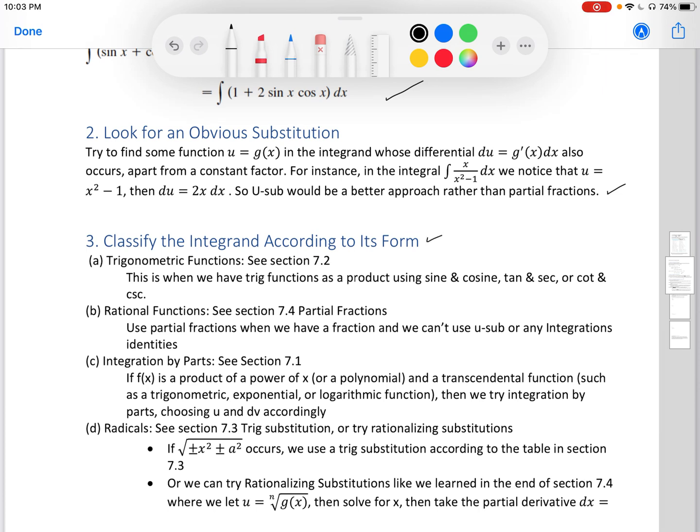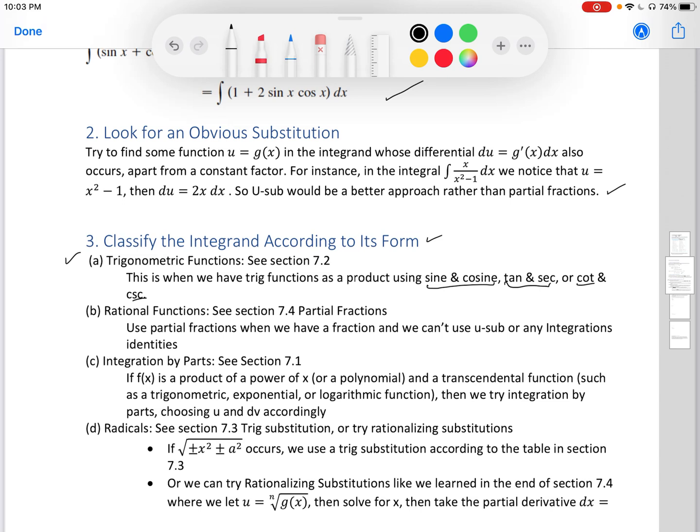Third, classify the integrand according to its form. There are different forms we learned at the beginning of chapter 7. First of them is trig functions, how we can manipulate our trigonometry, knowing that if we're taking the integral, we also need the derivative. So you need a pairing, right? Pairings such as sine and cosine, tangent and secant, cotangent and cosecant.